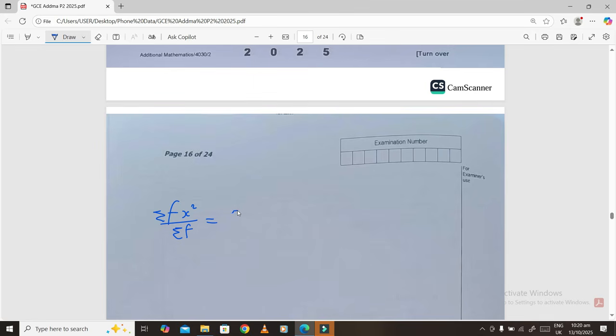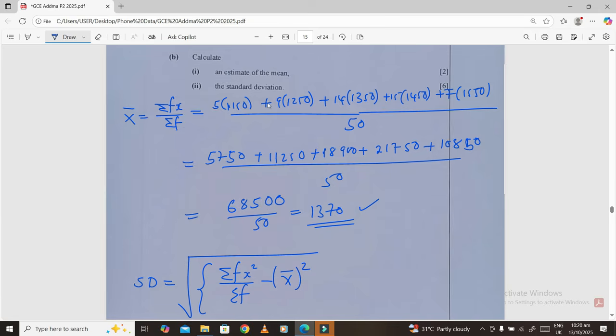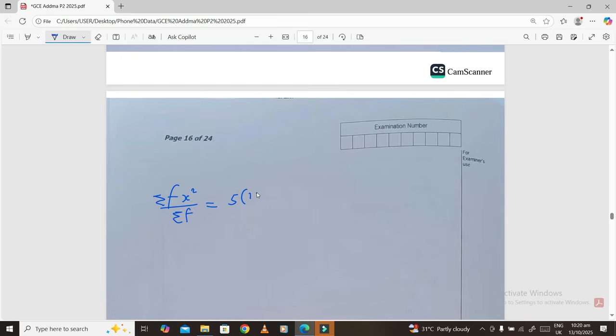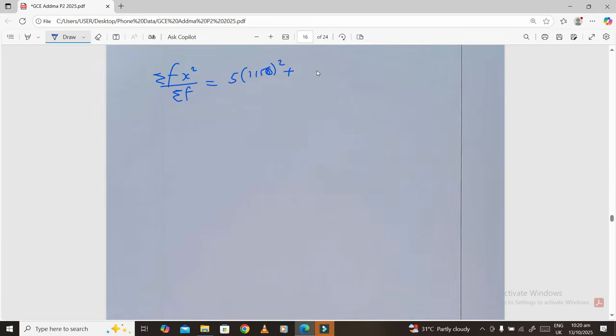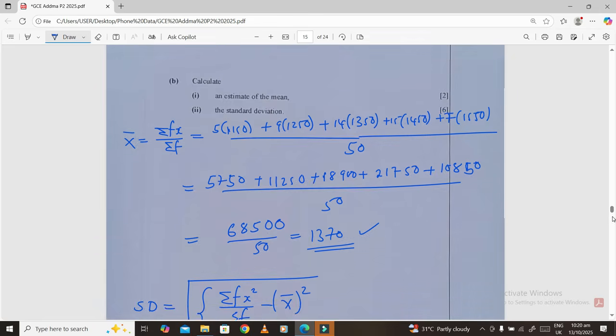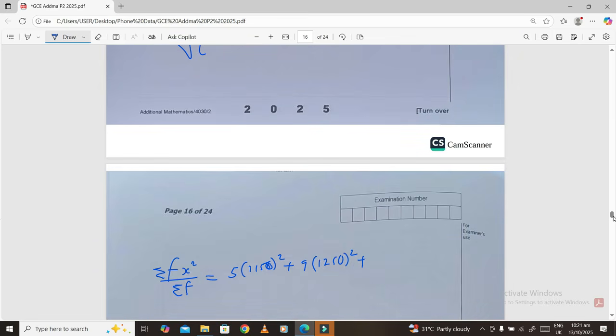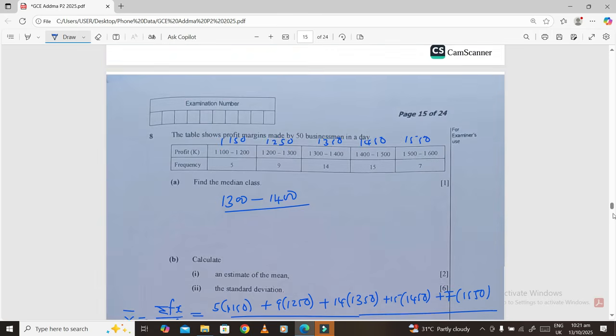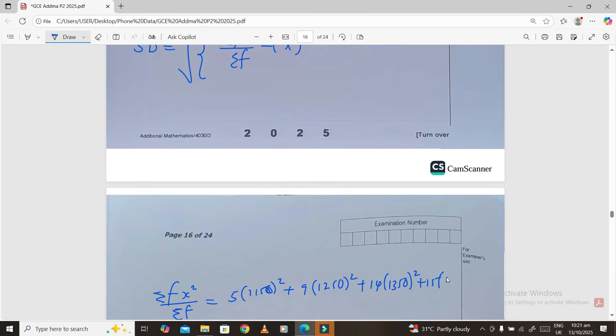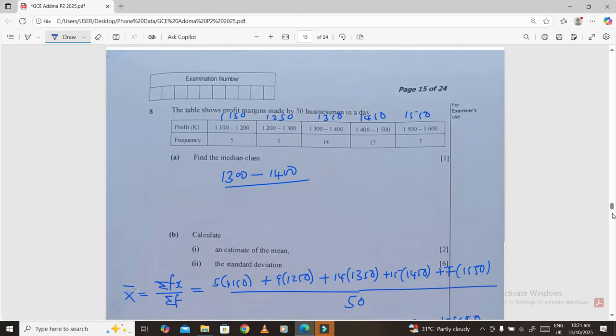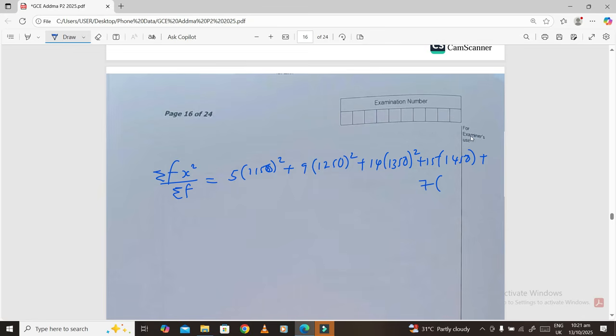This will simply be equal to 5 open bracket 1150 squared, plus 9 open bracket 1250 squared, plus 14 open bracket 1350 squared, plus 15 open bracket 1450 squared, plus 7 open bracket 1550 squared, and then everything over 50.